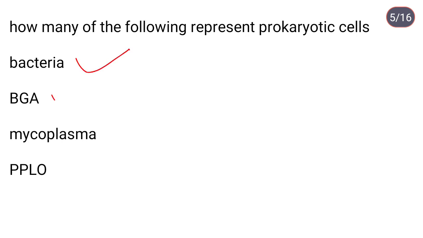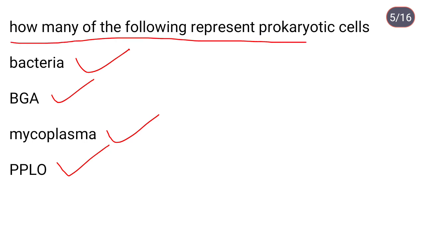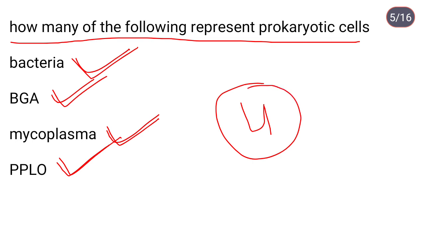Bacteria, blue-green algae, mycoplasma, PPLO. So how many of the following represent prokaryotic cells? All four of them represent prokaryotic cells.